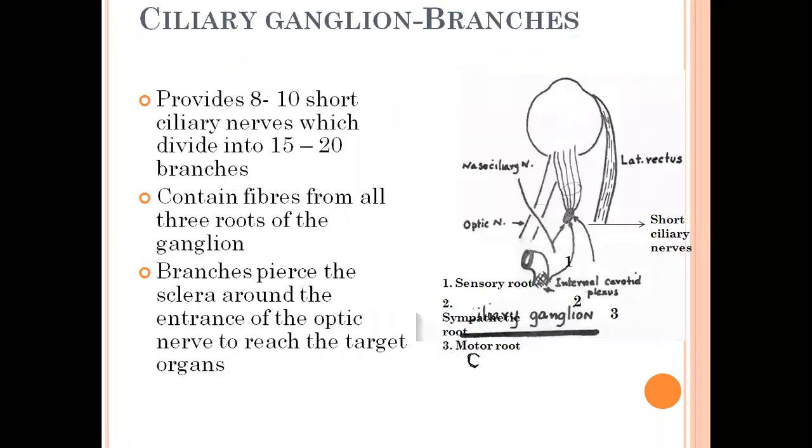and sympathetic root. Now come to the branches of the ciliary ganglion. It gives 8 to 10 short ciliary nerves, which divide into 15 to 20 branches. These contain fibers from all three roots of the ganglion, that is the sensory root, sympathetic root, and motor root. These branches pierce the sclera around the entrance of the optic nerve. Here is the entrance of the optic nerve, so it pierces the sclera and reaches the target organ. So with this I'll finish the branches.